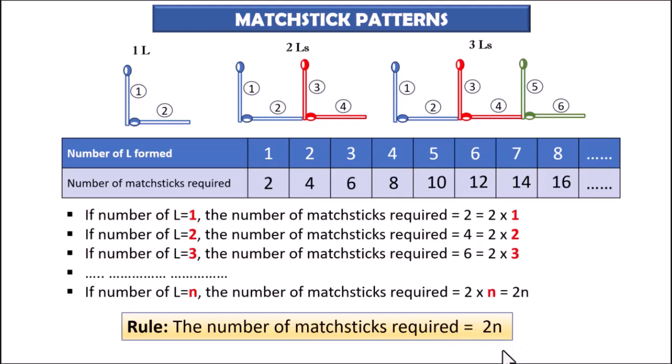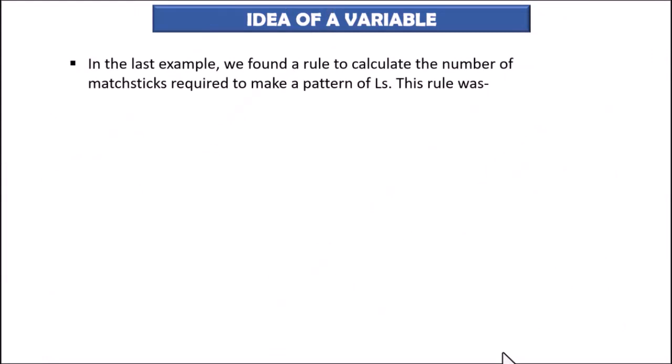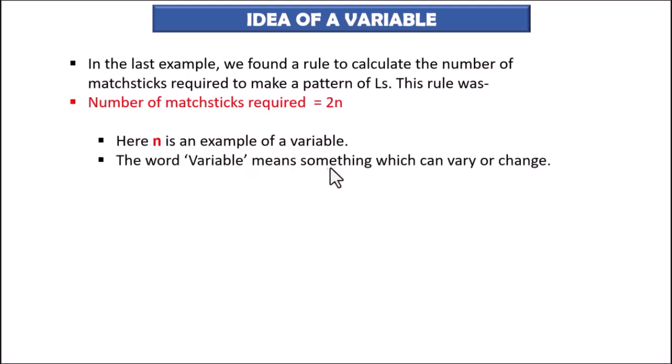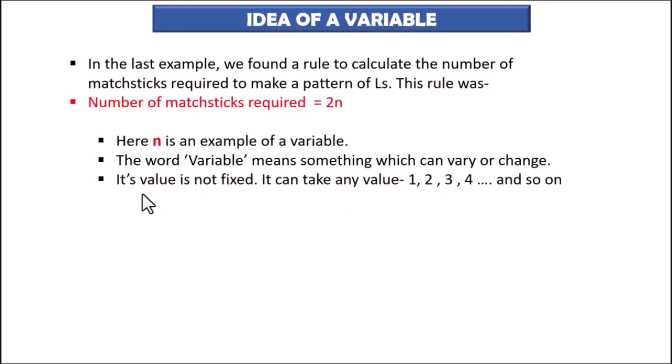Now we had learned about variables a little while ago. We will again go through what a variable is with reference to this n that we have taken here. In the last example, we found a rule to calculate the number of matchsticks required to make a pattern of L's. This rule was: the number of matchsticks required is equal to 2n. Here n is an example of a variable because the value of n can vary and it can take any value. Therefore, n is a variable. The word variable means something which can vary or change. Its value is not fixed, it can take any value: 1, 2, 3, 4 and so on.